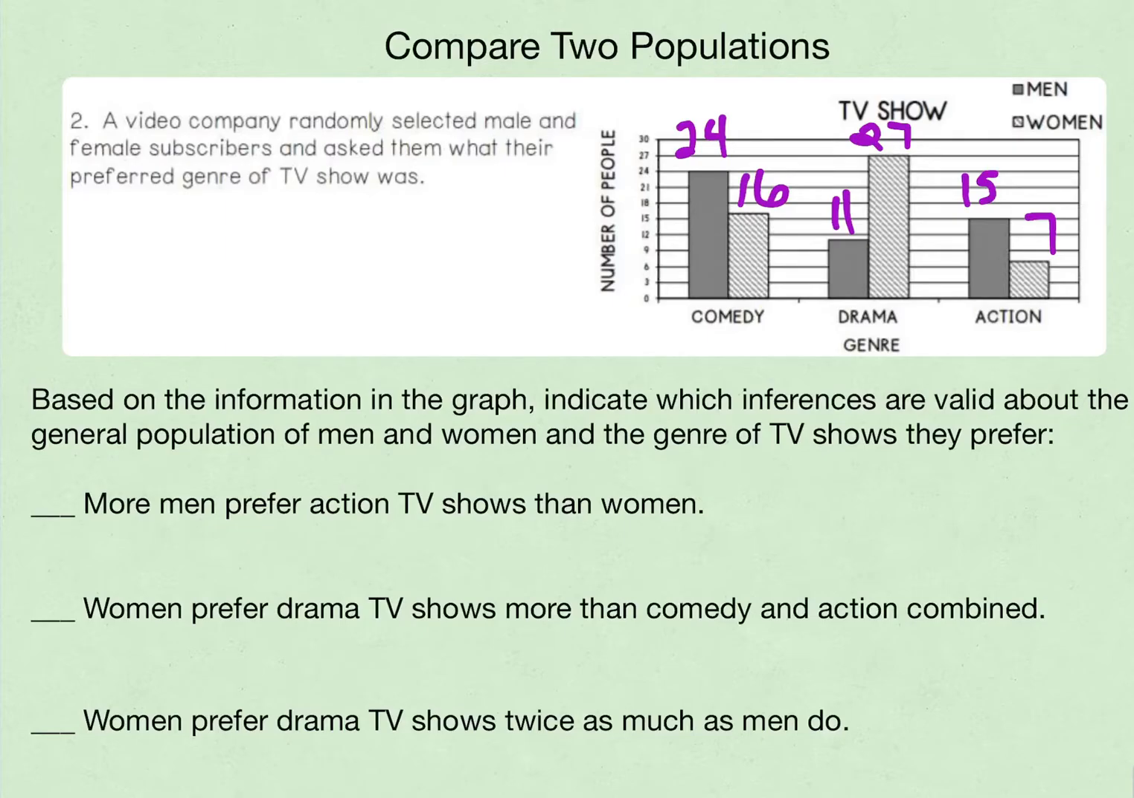So our first statement says more men prefer action TV shows than women. So here we're comparing the two populations and we're looking at one genre. We're looking at action. So I'm going to go ahead and circle action here. We just have to look at the bars. We can see them visually. We already have them labeled. And more men do prefer action shows. We can make that a valid inference based on this sample.